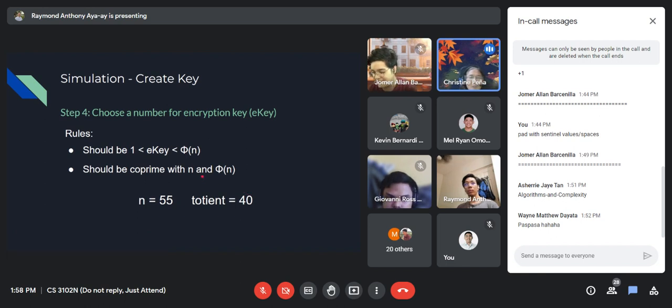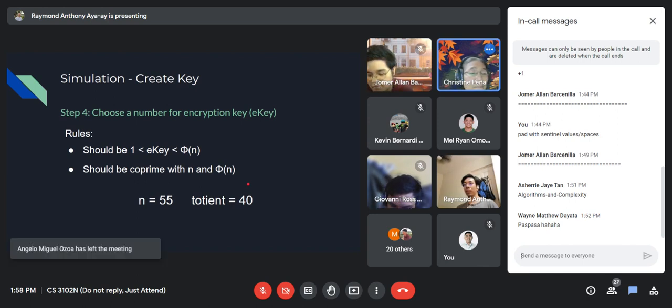N a while ago was 55, right? Yes, 55, and then the totient. So what are the coprimes here? Choose a key that should be coprime. So how do we find the coprime of 55 and 40? I will discuss it in the next slide.